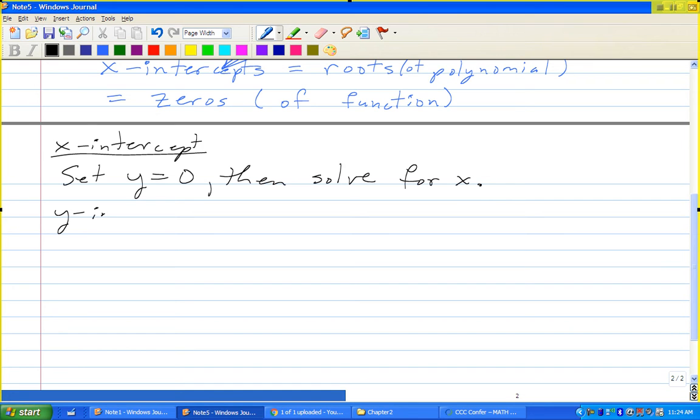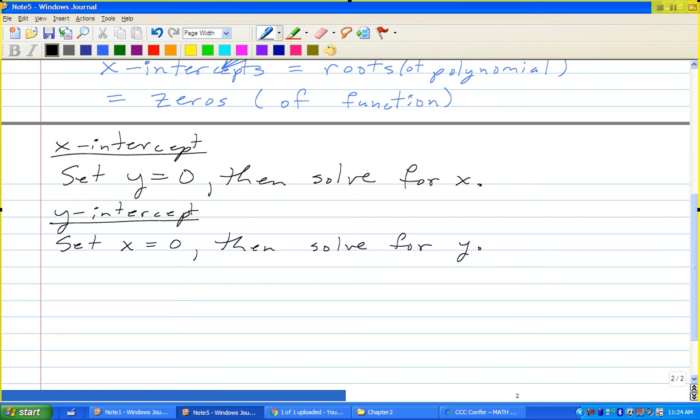So to find the y-intercept, we set x equal to 0, then we solve for y. So again, for a y-intercept, the x-coordinate is always going to be 0.